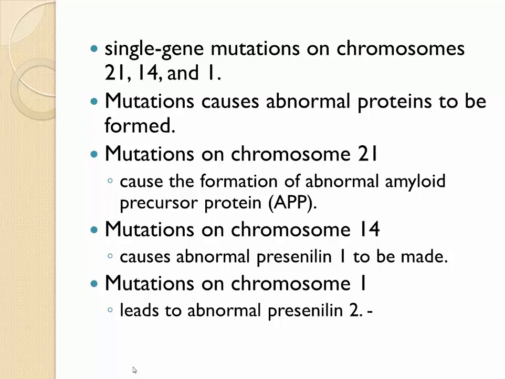So if you have these mutations, what happens within your proteins is that you create an abnormal protein. If you have the mutation on chromosome 21, as you can see, there is an abnormal formation of your amyloid precursor protein, or APP. If you end up with the mutation on chromosome 14, you have an abnormality of a different protein, as well as with chromosome 1, as you can see for yourself.